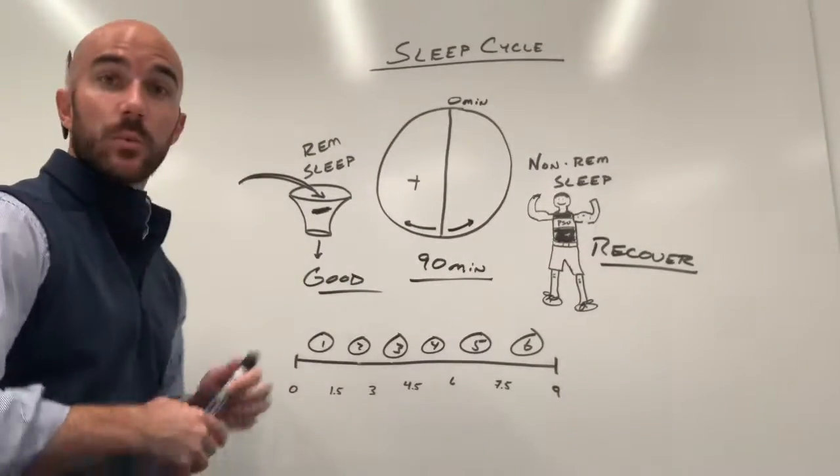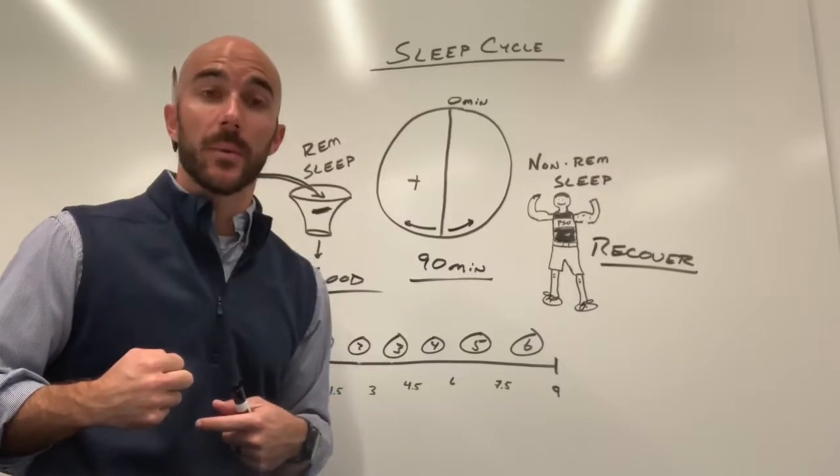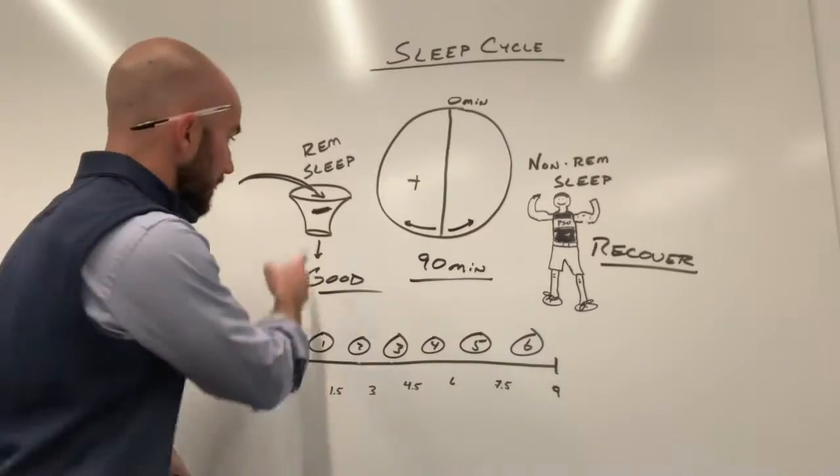And then the REM sleep, that's where dreams occur. But more importantly, that's where good content and cognition happens. That's when it's cemented in my brain and it's through the filter.